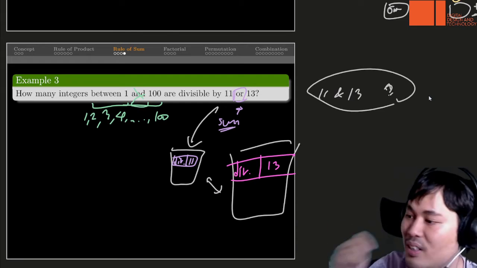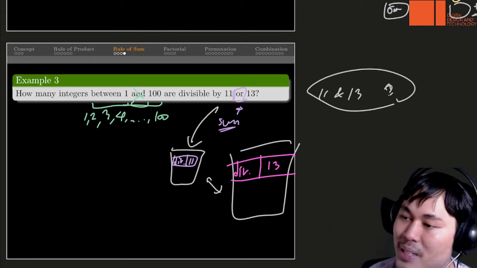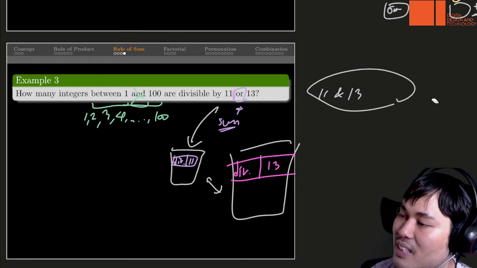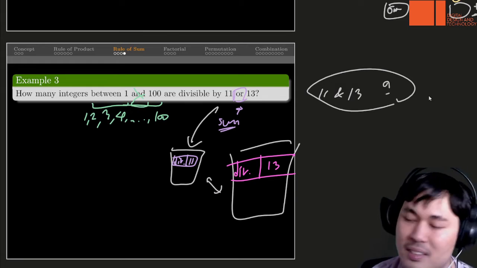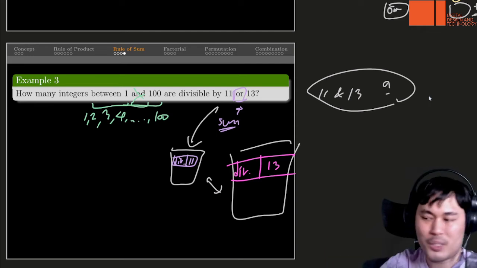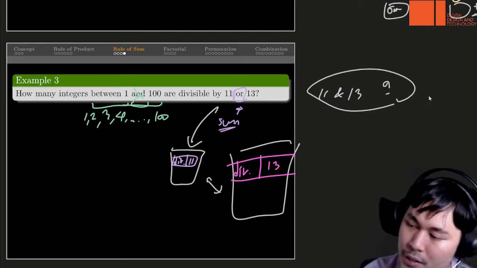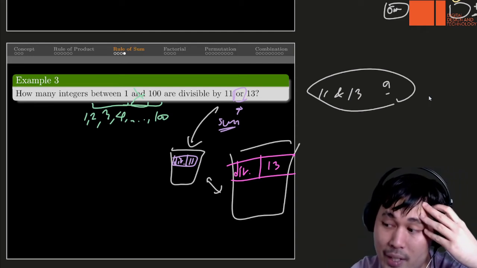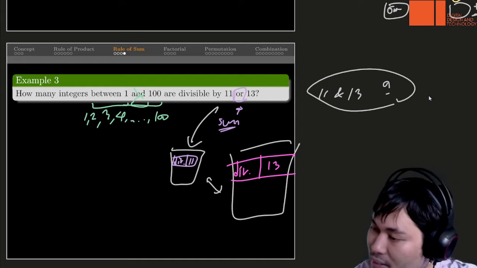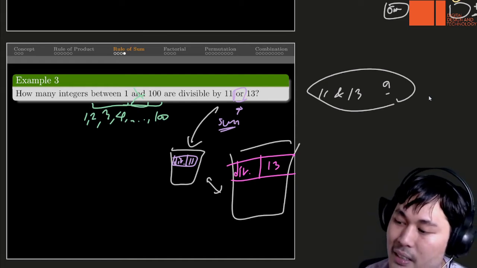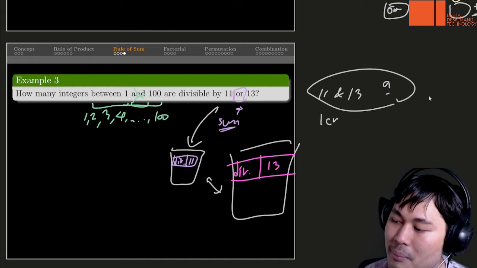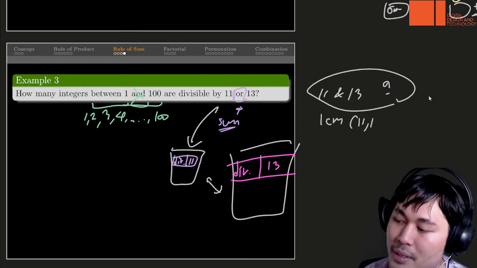Yes, there are numbers, of course, but you have to know some basic facts about divisibility, which we learn in week 2 or something. So for a number to be divisible by 11 and 13 at once, it must be divisible by the least common multiple of these two numbers.